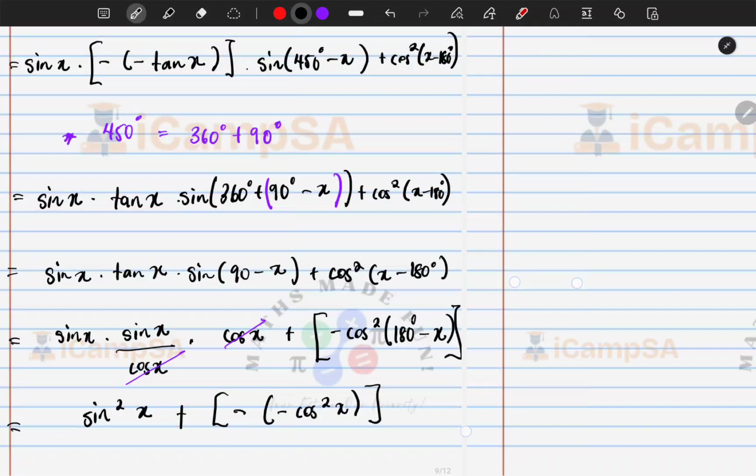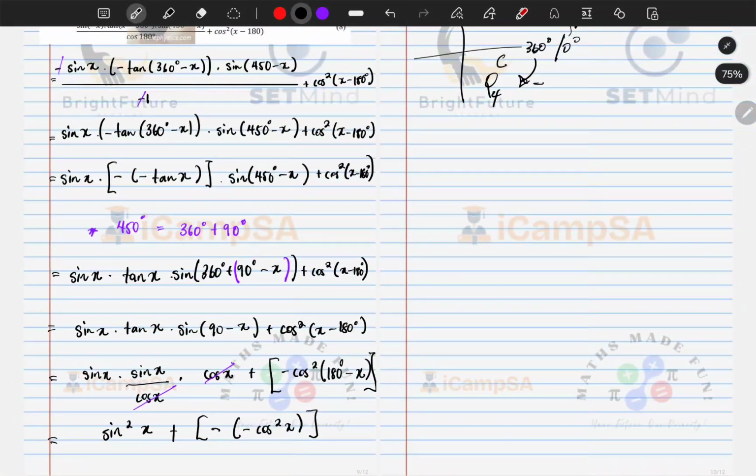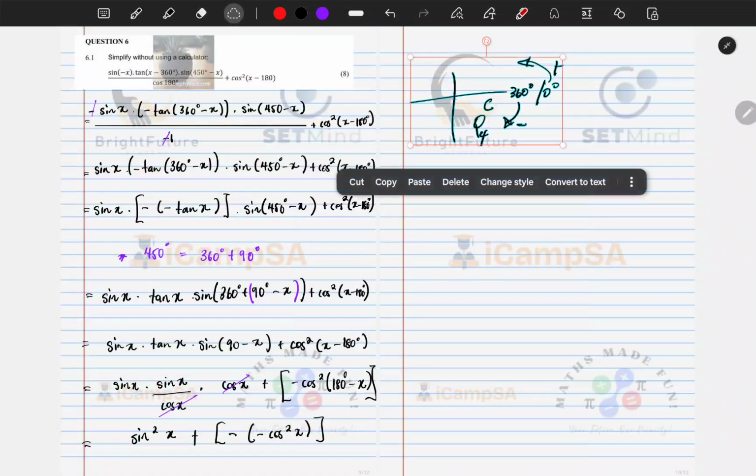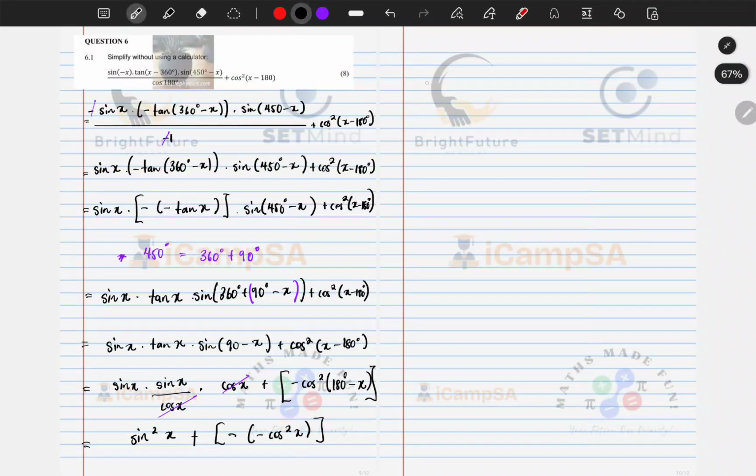I'm only doing this for those who may be watching later or looking at the notes, so that they also understand how we got to find some of the answers, right? So now I am going to have my sine squared x, right? Negative times negative is going to be positive. So now I'm just going to have your cos squared x, right? So sine squared x plus cos squared x is the same thing as 1, right? And then you get your full marks, which is 8 marks.